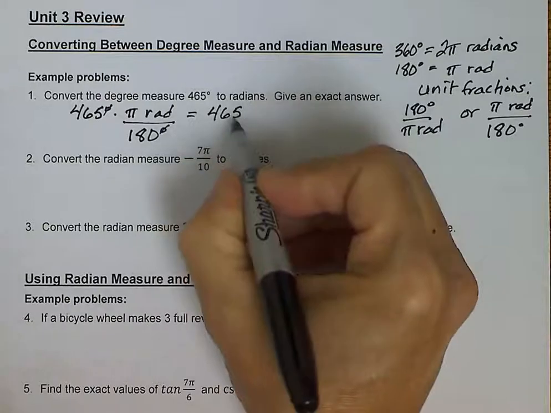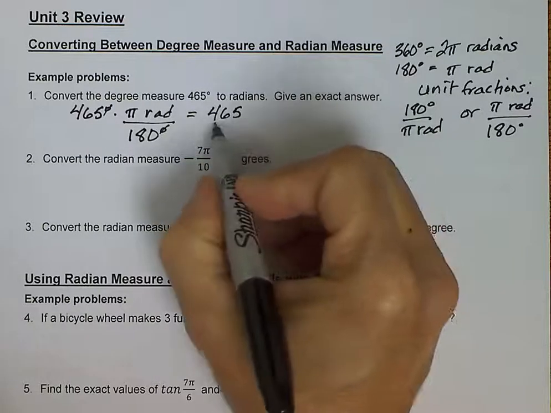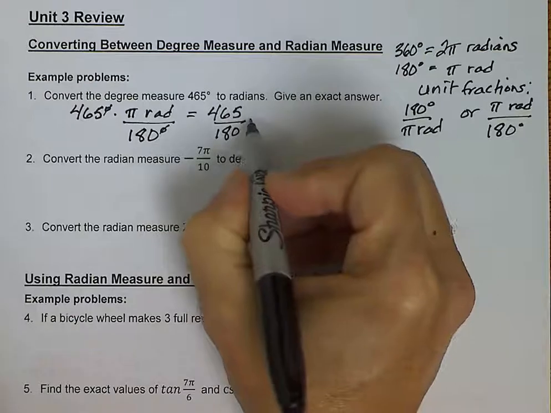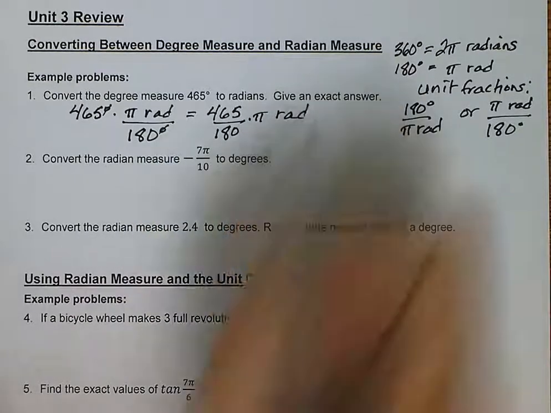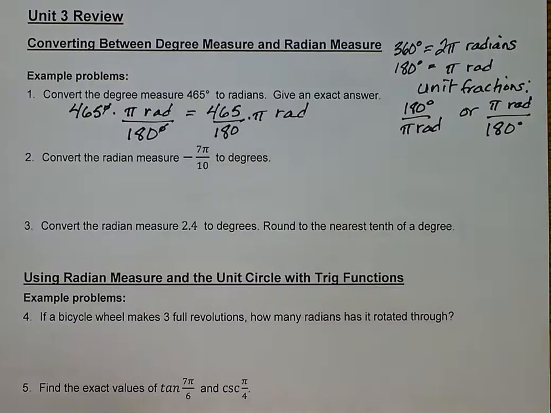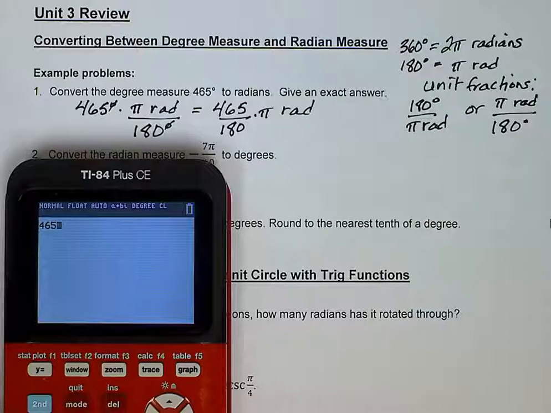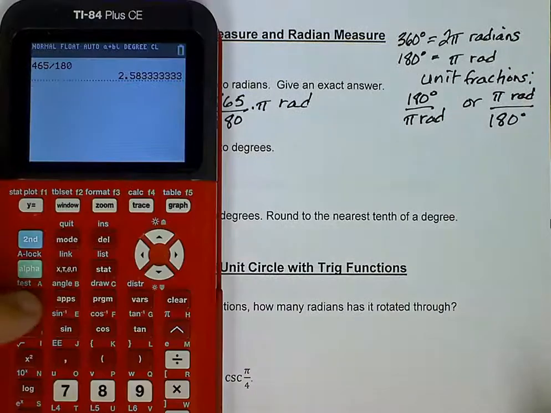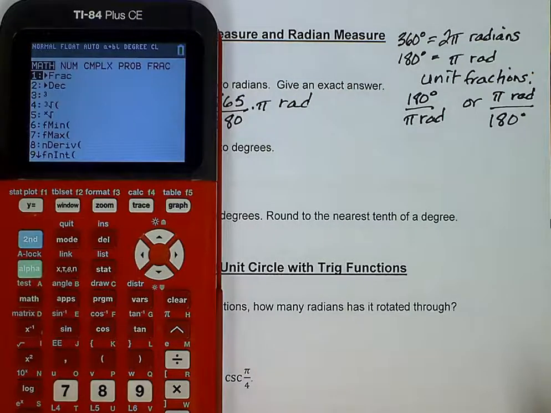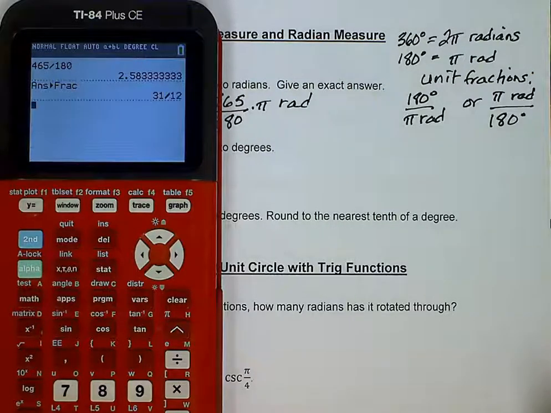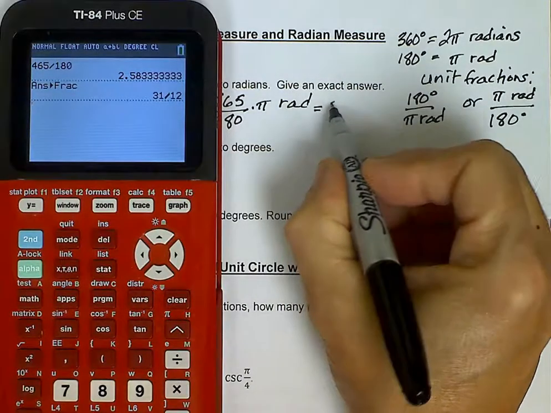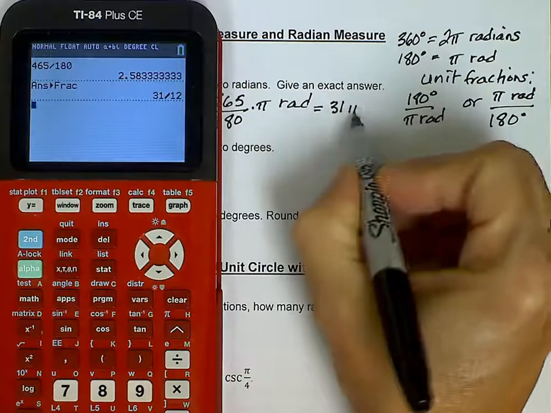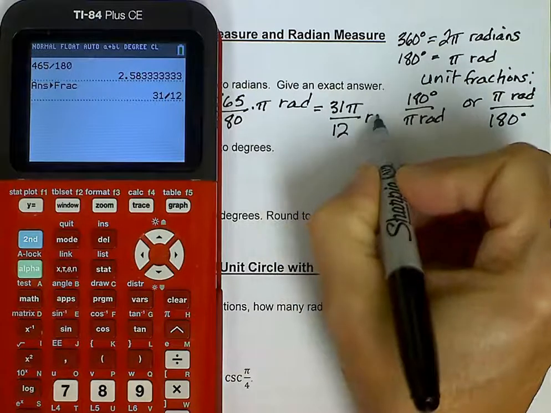Then what we have is 465 over 180 times pi. The unit that's left here is radians, so we know that it will be in radians. And you can use your calculator to reduce this fraction. We can just put in 465 divided by 180. If we want a fraction, use the math button, the frac function, and press enter. So if we're trying to get an exact answer for this, this would be 31 pi over 12 radians.